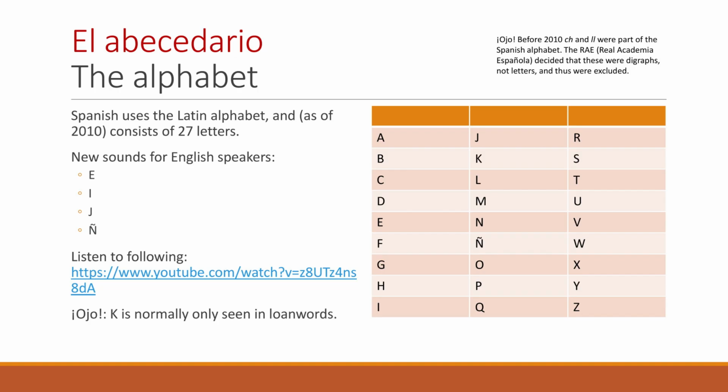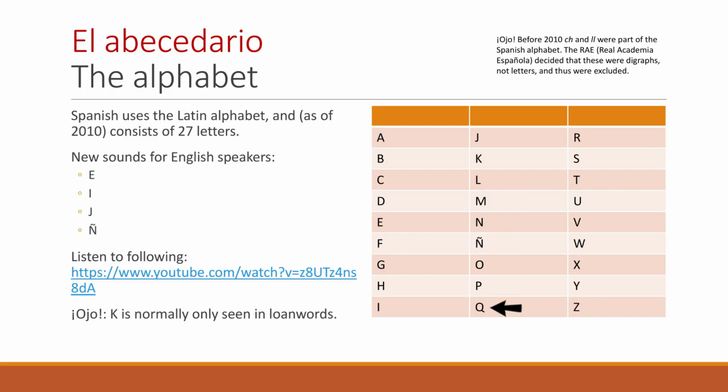So the alphabet, el abecedario, el alfabeto. Spanish has the same thing as the Latin alphabet, except one extra character. We can just run through the letters, right? A, B, C, D, E, F, G, H, I, J, K, L, M, N, Ñ. So this is the extra letter.